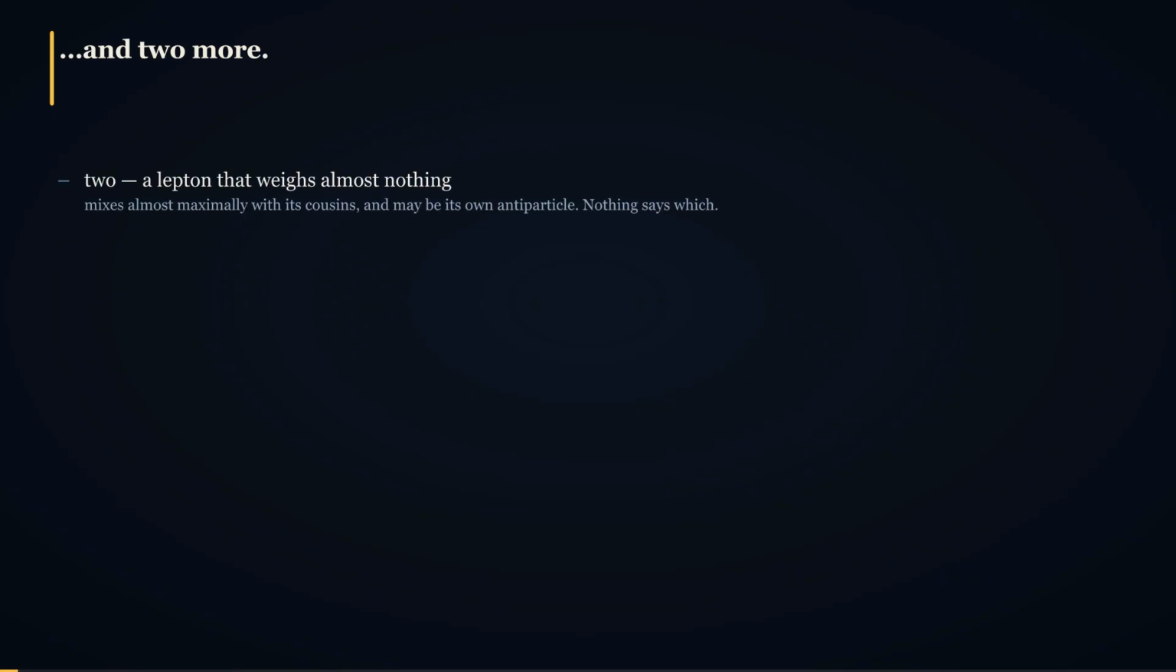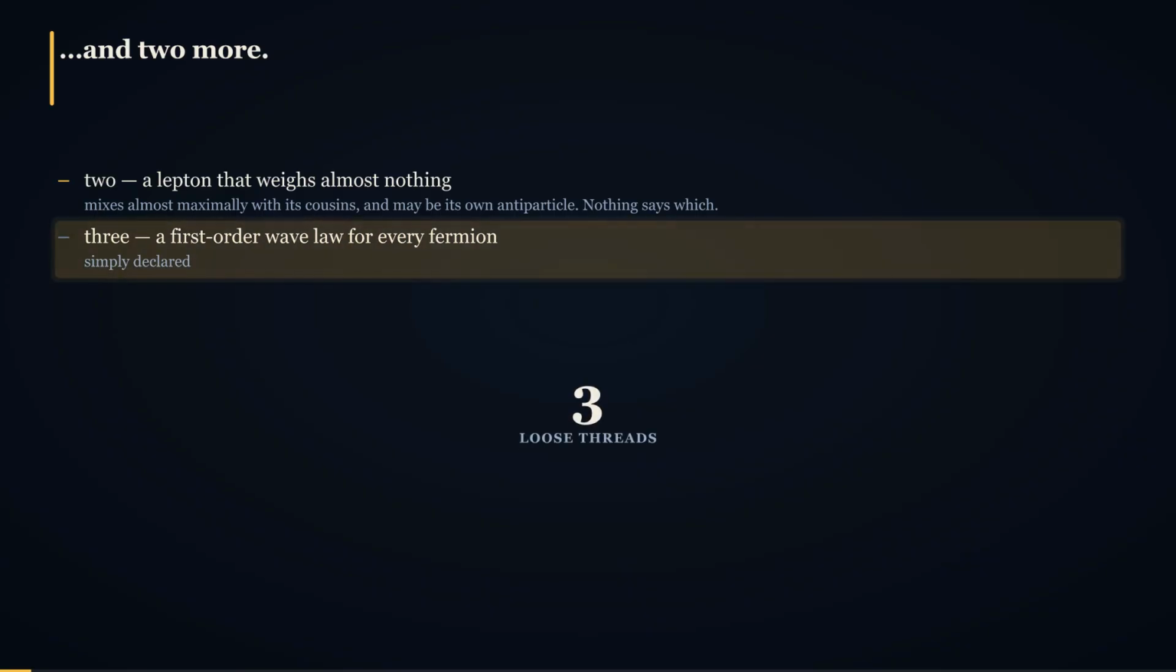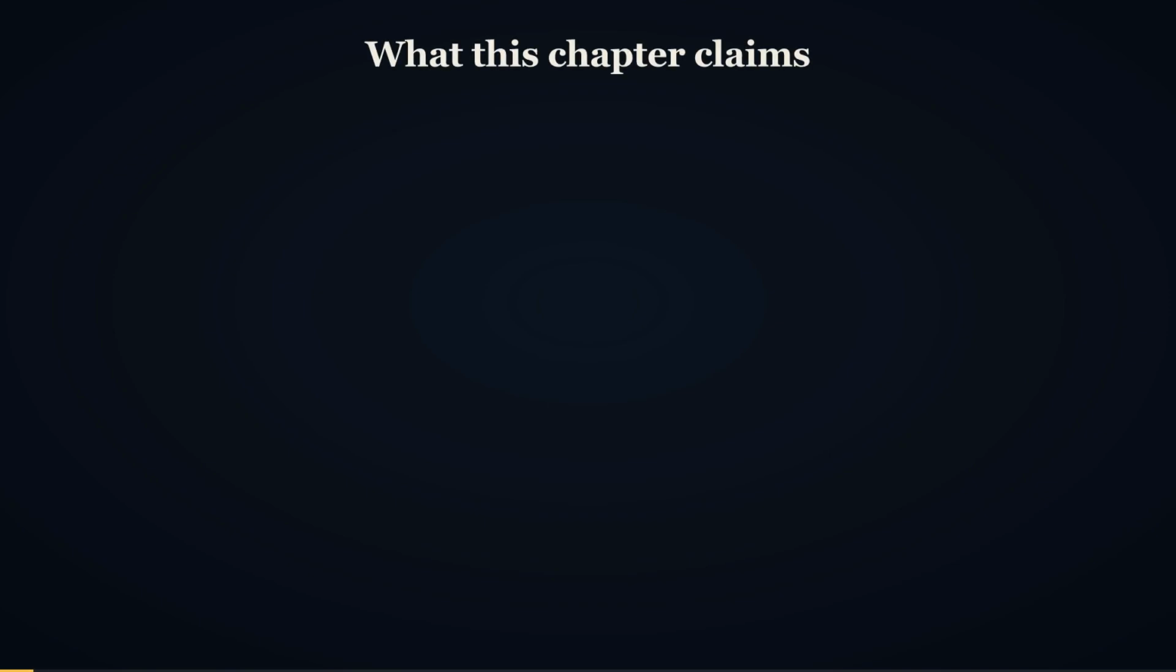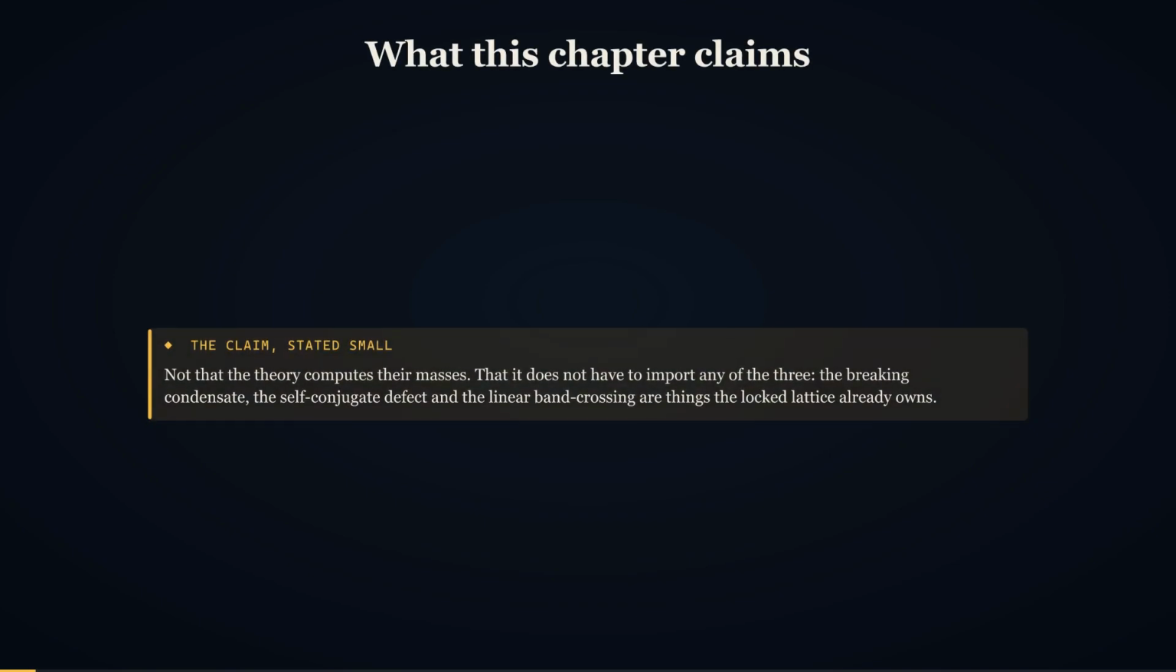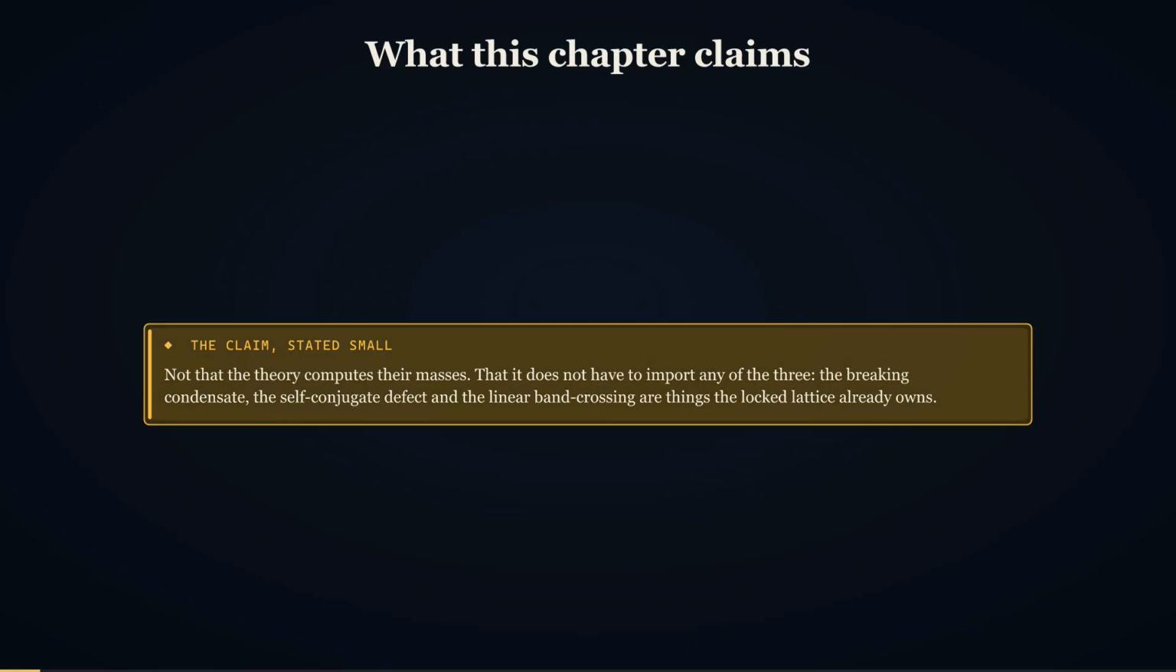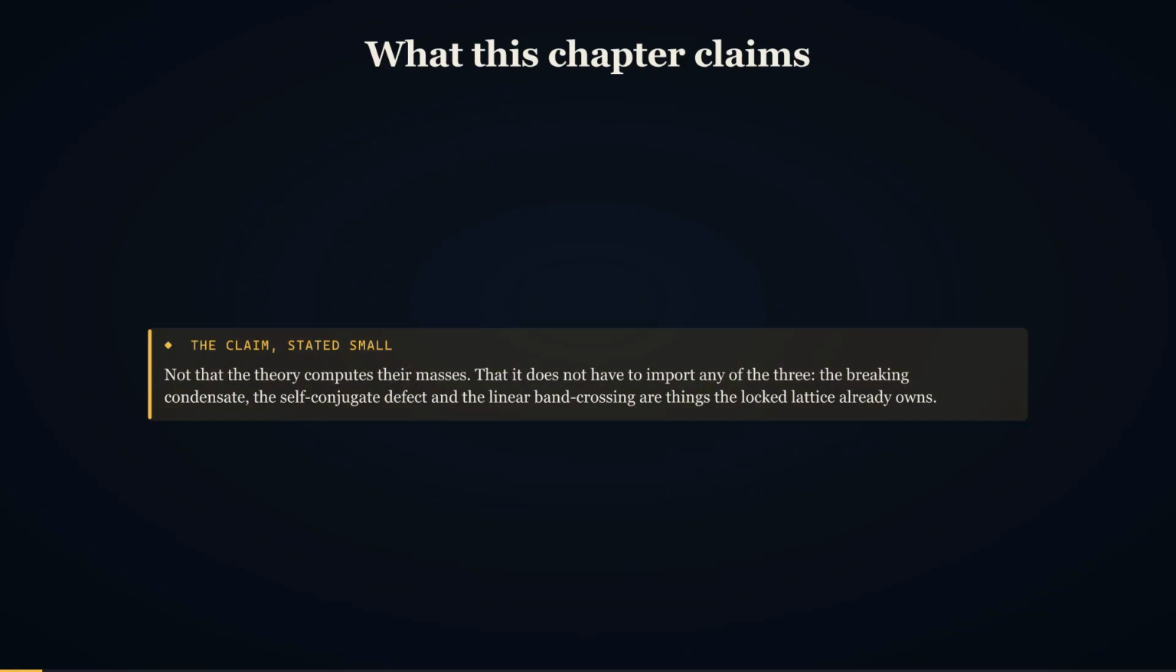Second, a lepton that weighs almost nothing, mixes almost maximally with its cousins, and maybe its own antiparticle. Nothing says which. Third, the wave law every fermion obeys, first order in space and time, simply declared. Three loose threads. This chapter takes all three to the same substrate and asks whether they are already tied. It is not that the theory computes their masses.